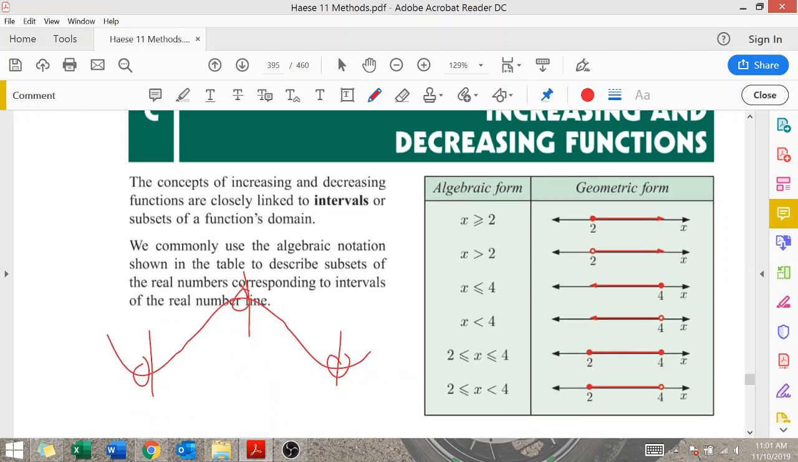All right, so we commonly use the algebraic notation shown in the table to describe subsets of real numbers corresponding to intervals. So again, this is a bit of a rehash of a topic we did earlier on interval notation. Intervals being when your x value is either greater or less than or between a certain set of values. You've got a range set for your x values and you're interested in what it's doing in that set.